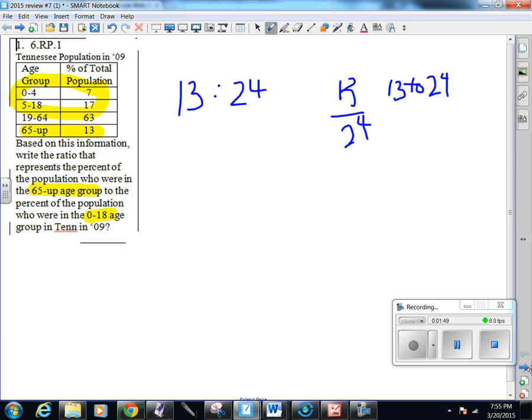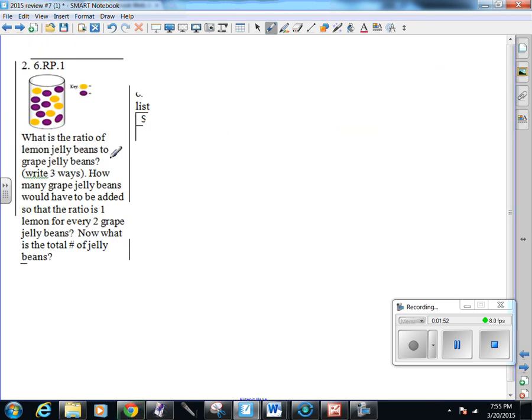Okay, question 2. Question 2 says, what's the ratio of lemon jelly beans to grape jelly beans? Write it 3 ways. So I need to count my lemons. So I've got the yellow ones, 1, 2, 3, 4, 5. So it's 5 to 1, 2, 3, 4, 5, 6, 7, 8, to 8. All right, so it's 5 to 8. And the 5 is the lemon, and the 8 is the grape. And I have to write that 3 ways. So that's one way. So now write it 2 more ways.